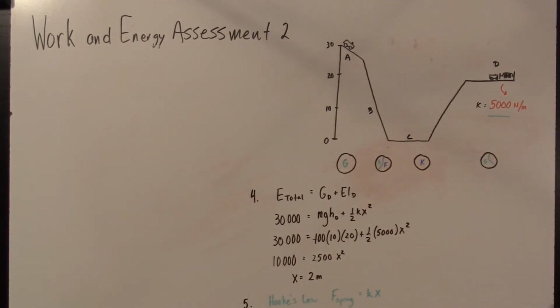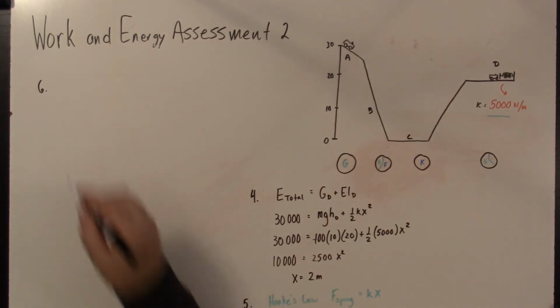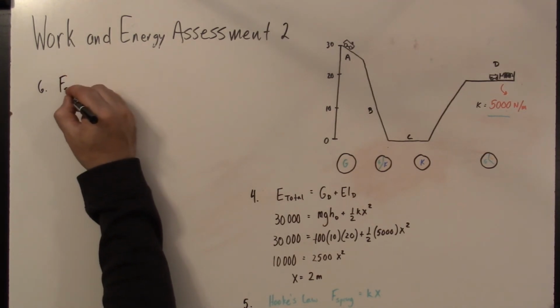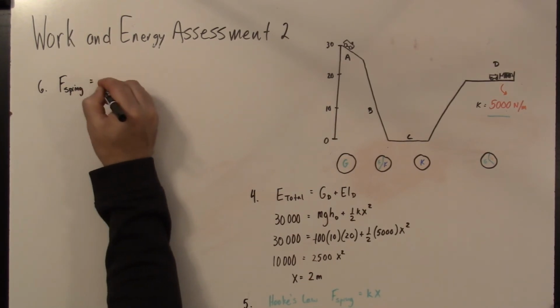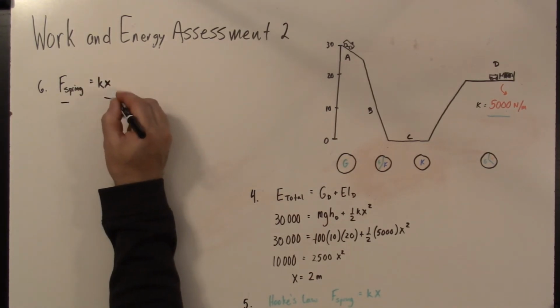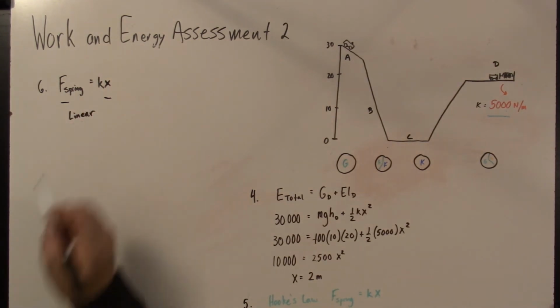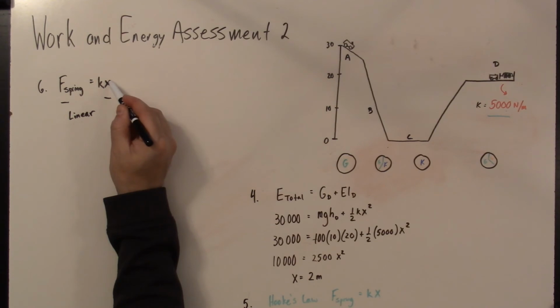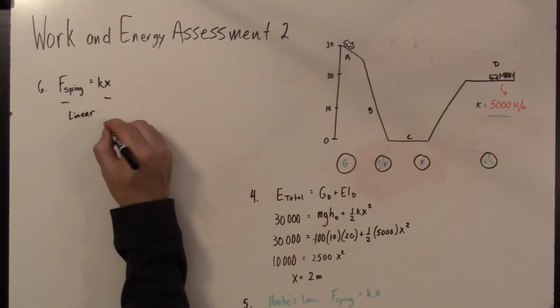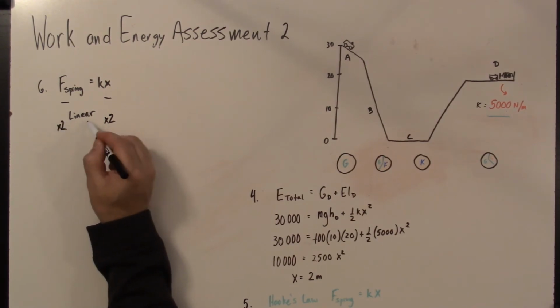Number 6 says, how much force would you have to apply to the spring if you wanted it to compress twice as much? So if we come back to Hooke's Law here, we can see the force by the spring is equal to kx. What we'll notice is that the relationship between the force and the compression is clearly linear. So if you wanted it to compress twice as much, you're going to need twice as much force. Times 2 here gives you times 2 here, and you know that because it's linear.